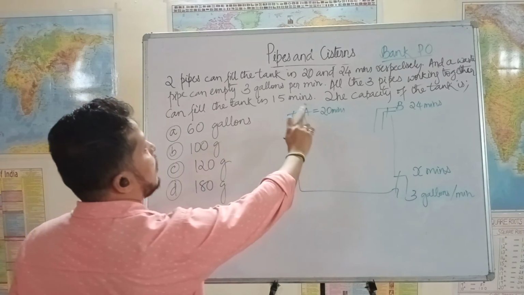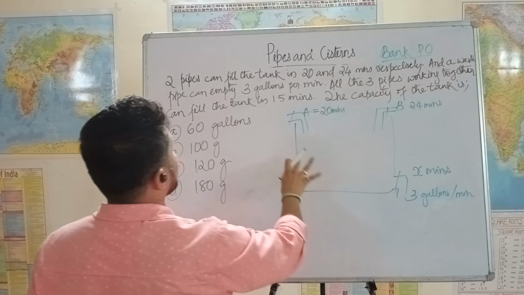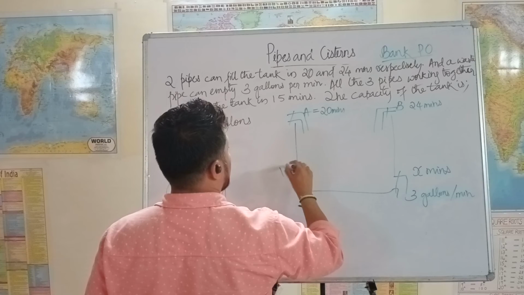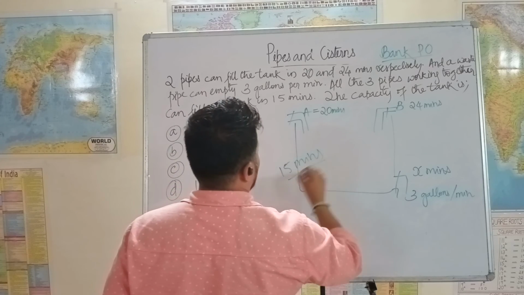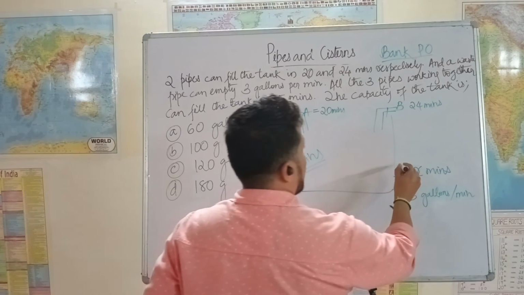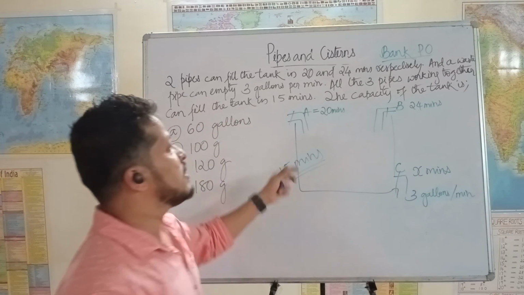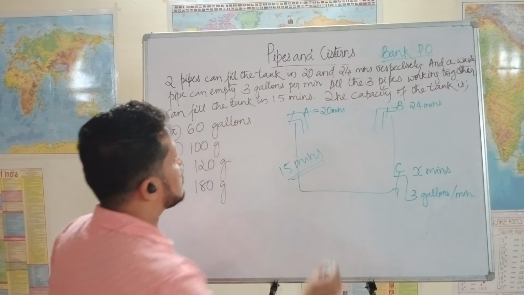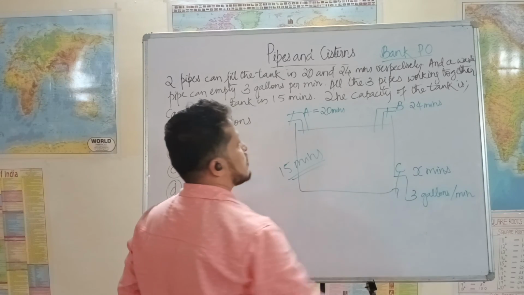Now all 3 pipes are working together and they can fill the tank in 15 minutes. So A and B are filling the tank and C is emptying the tank, but still in 15 minutes the tank is going to be full. Now we need to find out the capacity of the tank in gallons. How do you do it?